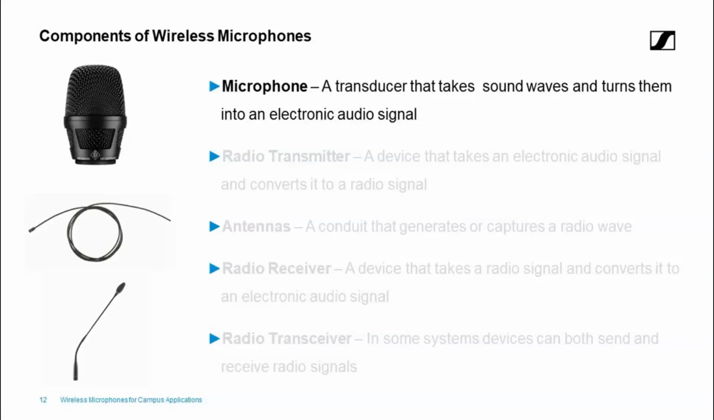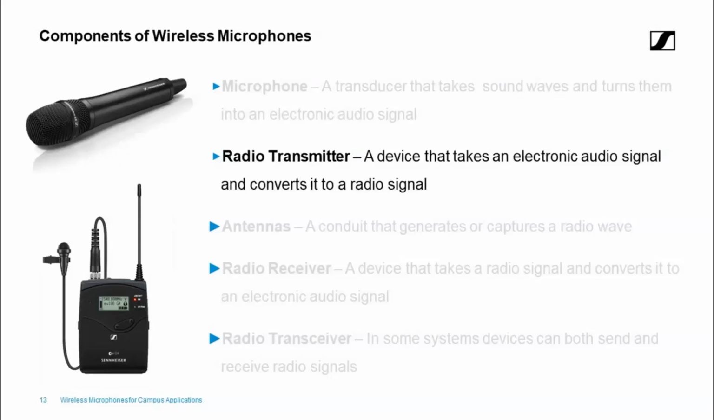This is really important. When you choose a microphone, it's important to make sure that you pick one that is good for speech and lecture applications. Some are better for performance and some are better for speech, and it's usually listed by the capsule type on the website. The next stage in a wireless microphone is going to be the radio transmitter.